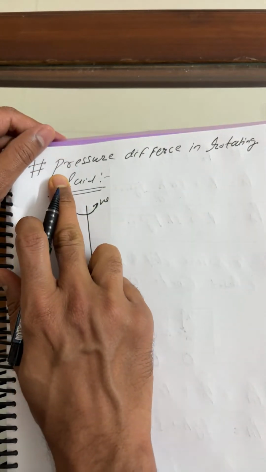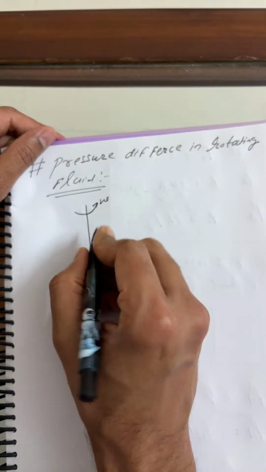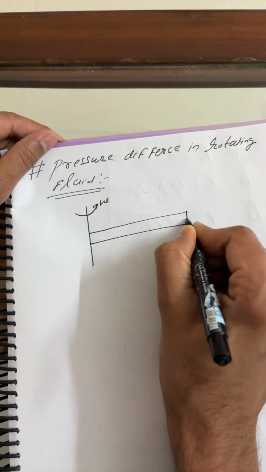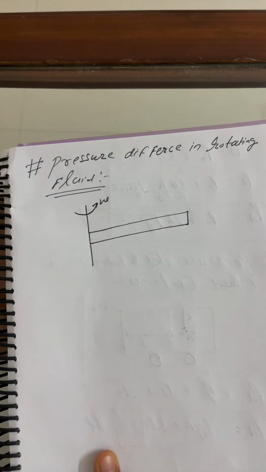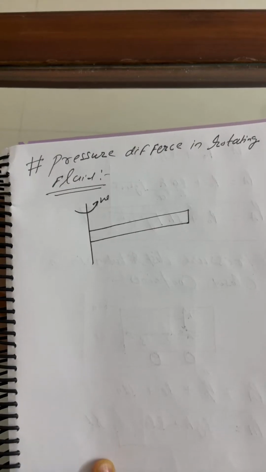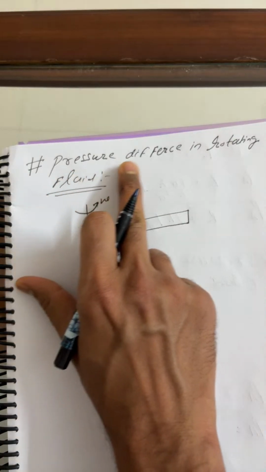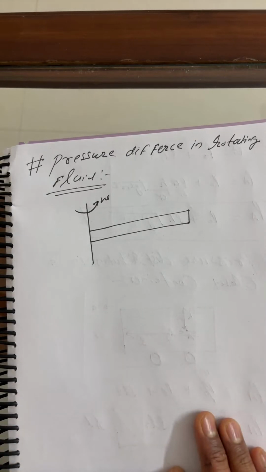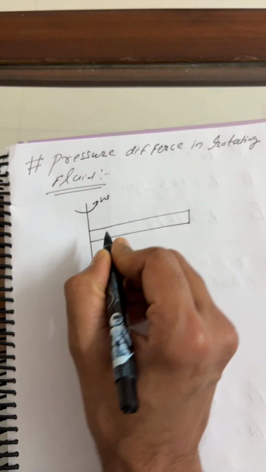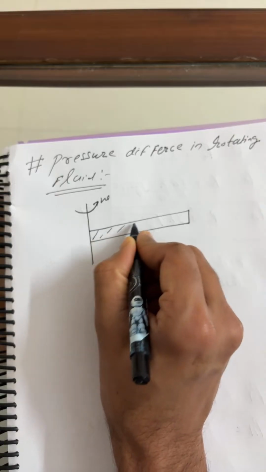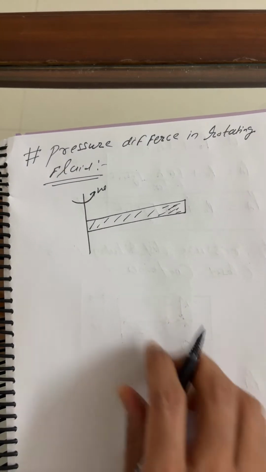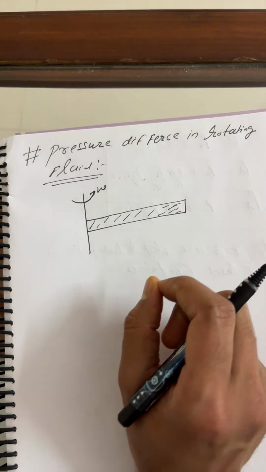Now have a look, students. What I want to discuss is pressure difference in a rotating fluid. Either you can say pressure difference in a rotating fluid, or you have to find pressure as a function of x. So students, this is omega, and this is a container which is filled with a liquid. This is a concept I hope all of you know very well.